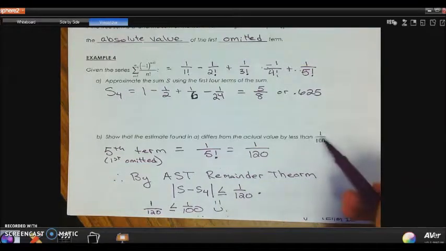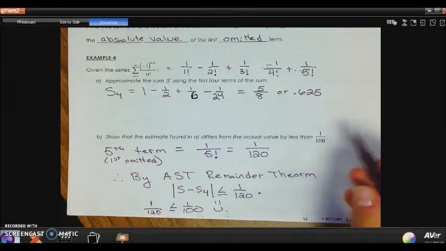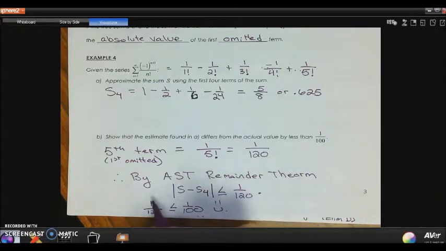So then I'm good because I know that 1 over 120 is going to be less than 1 over 100 by magnitude. So I just said by the AST remainder theorem, the true sum minus this has to be less than 1 over 120, and that is definitely less than 1 over 100. So I am good there. And I've seen that show up on both the free response and, you know, in the multiple choice as well.